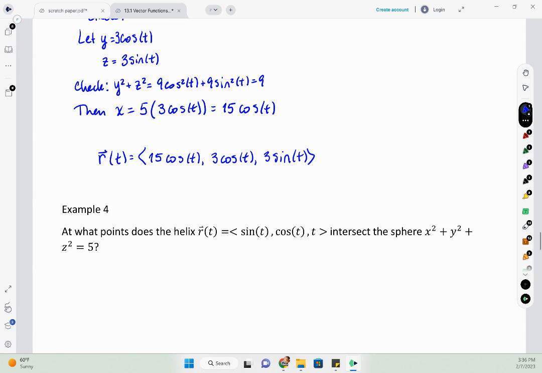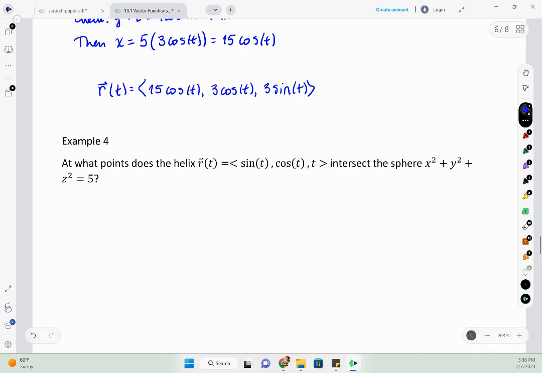This next problem is asking where a vector curve intersects a surface. And unfortunately, the way things are spaced in here, the equation is on two lines, but it's x squared plus y squared plus z squared equals 5. And that's a sphere. So we want to know where they intersect. And you know, this is one of those problems where if you don't know, it's impossible, but if you do know, it's actually not that bad.